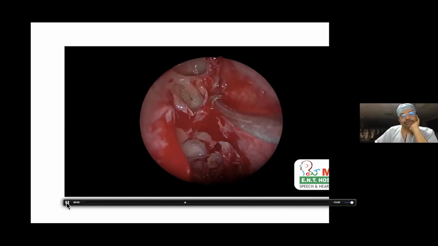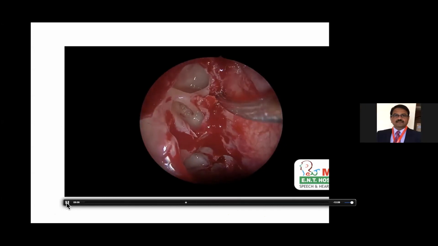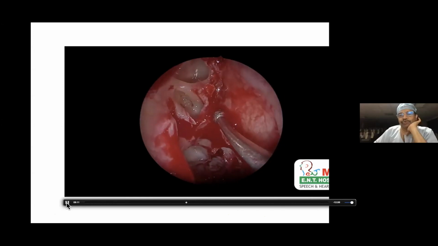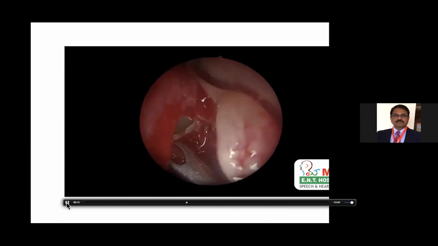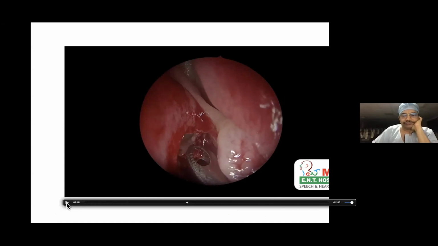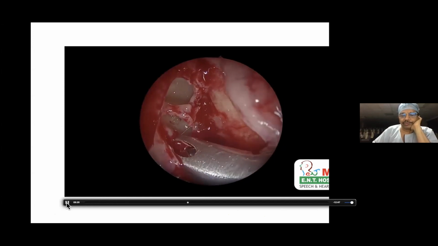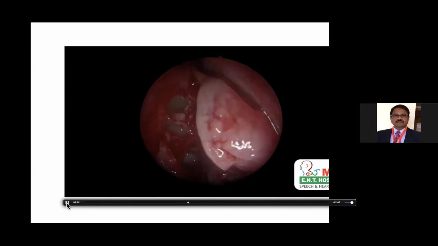See, I am with a Kuhn seeker. I am fracturing the bone and I remove the bone with a Blakesley and remove the excess mucosa with the debrider. So I'm removing only bone. I'm not removing the mucosa with the Blakesley.